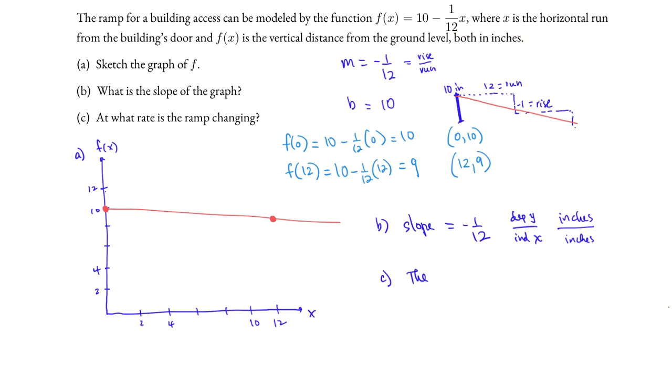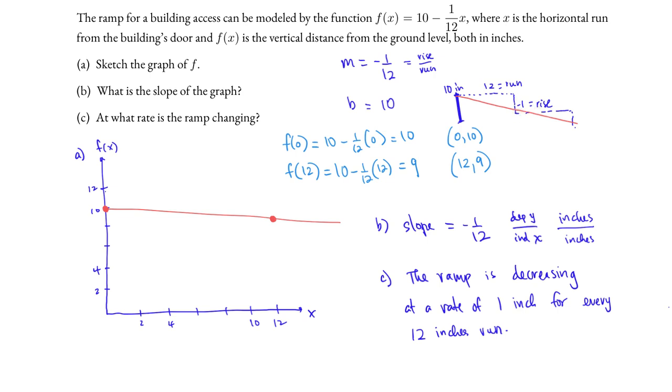We say that the ramp is decreasing because the slope is negative, at a rate of 1 inch for every 12 inches of run. And so what that means is, again, if we were to go out or run 12 inches, we would need to go down 1 inch.